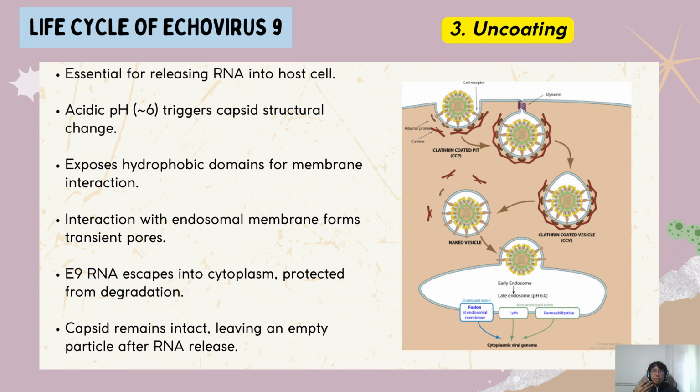This release is done in a way that protects the RNA from degradation, ensuring it can begin its job of replication. Lastly, for echovirus 9, the icosahedral structure is fully maintained throughout, and an empty particle would remain after the E9 RNA has been externalized into the cytoplasm.